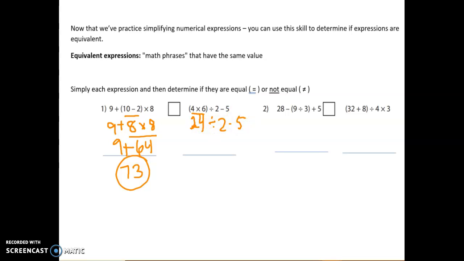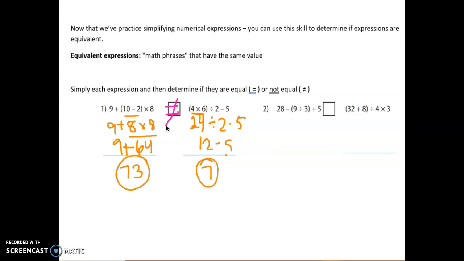We've got division and subtraction. Division comes first. So 12 would be our quotient between 24 and 2. Then we're going to subtract 5, and we get the answer of 7. So looking at this first one, 7 and 73, definitely not equal. So up in that box, you would simply have the symbol of not equal.